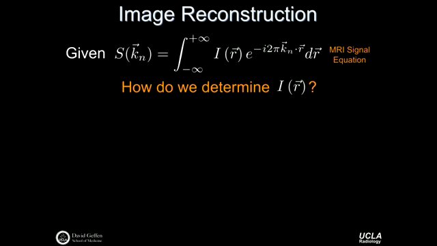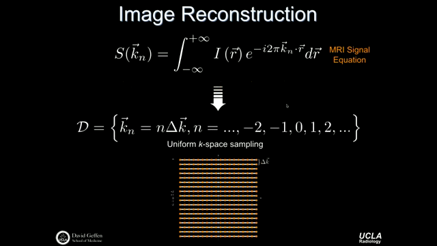So given that we appreciate this expression here, the MR signal equation, and we know that all these different amplitudes of these different spatial frequencies are related to the underlying image itself, how do we actually invert this, right? It's maybe not obvious how you invert this to recover the actual image, the thing we care about. So let's think this through a little bit.